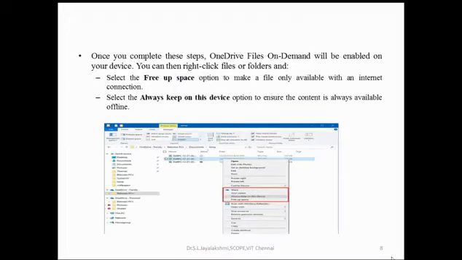Once you complete these steps, OneDrive files on demand will be enabled on your device, and you can then right-click on the files or folders and select free up space or always keep on this device. If you select free up space, the file is going to be available with an internet connection, that is, in the cloud storage. If you select always keep on this device, the file is going to be available offline, that is, only in the local storage.